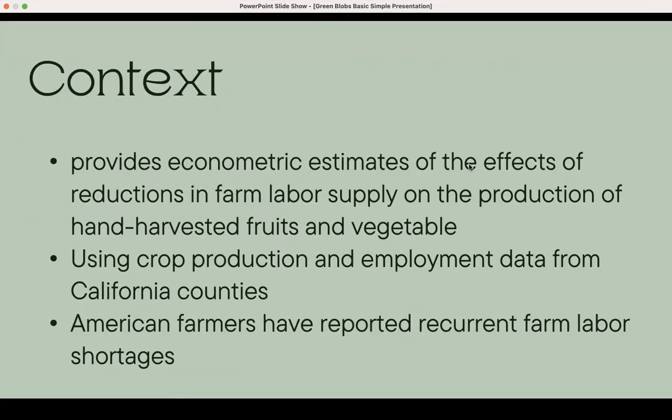For more context, the reason we are looking into this, and why it's an issue to begin with, is that many American farmers have reported farm labor shortages and think that this can be a cause for decreased production on their end.